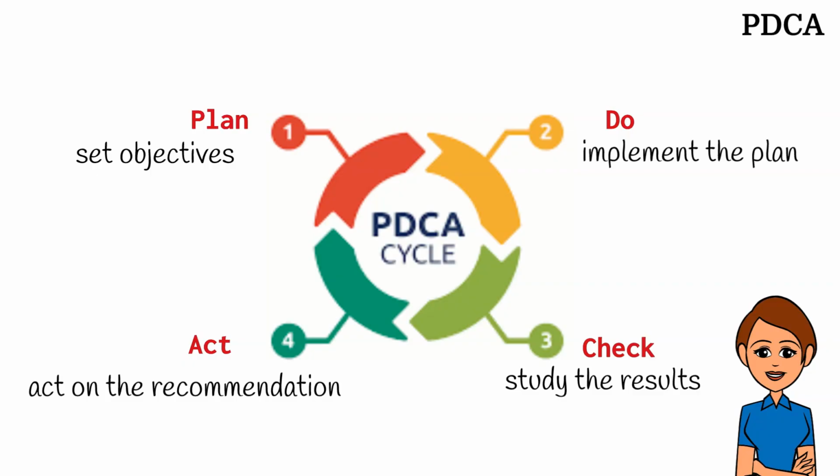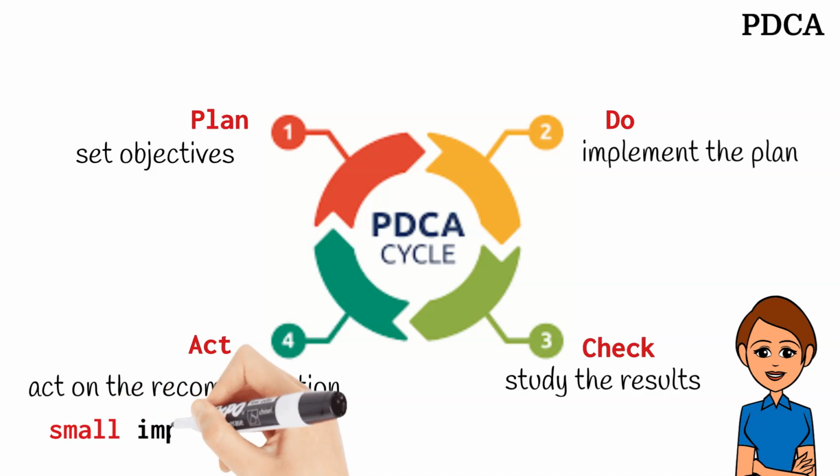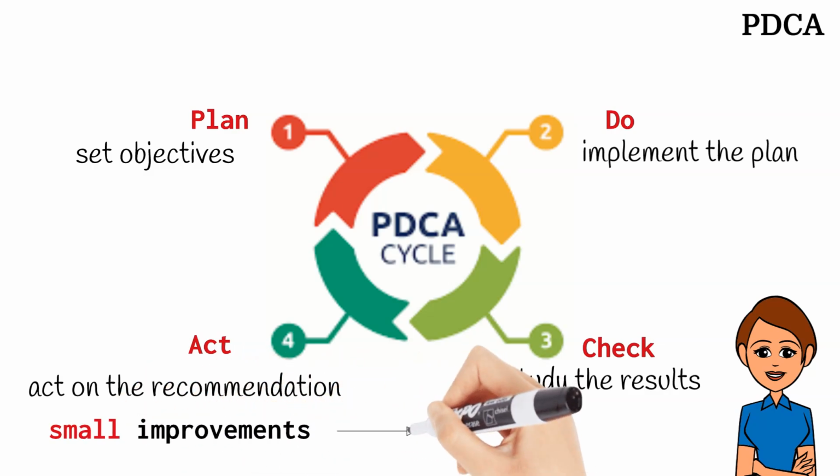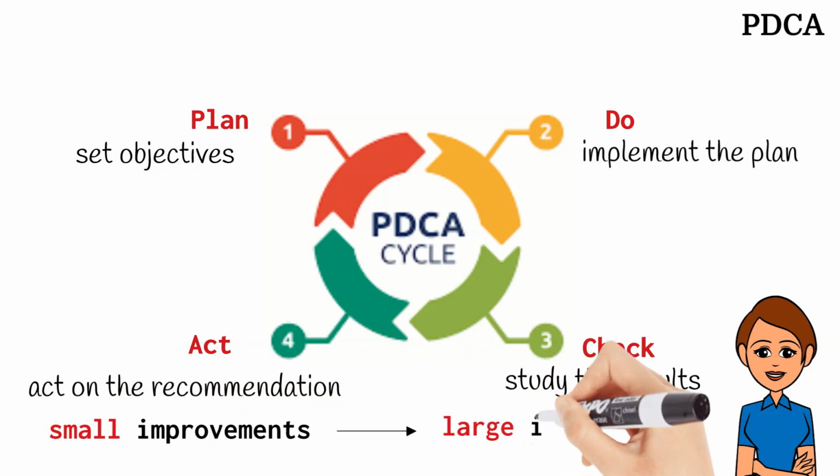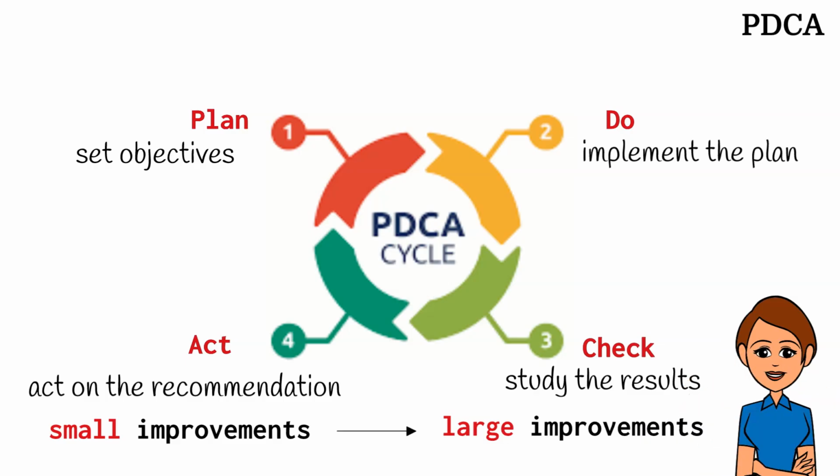In the first iteration, the expected results may not come. So the same PDCA process is to be continued. Every time, we achieve some improvements. These small improvements constitute the large improvements over a period of time.